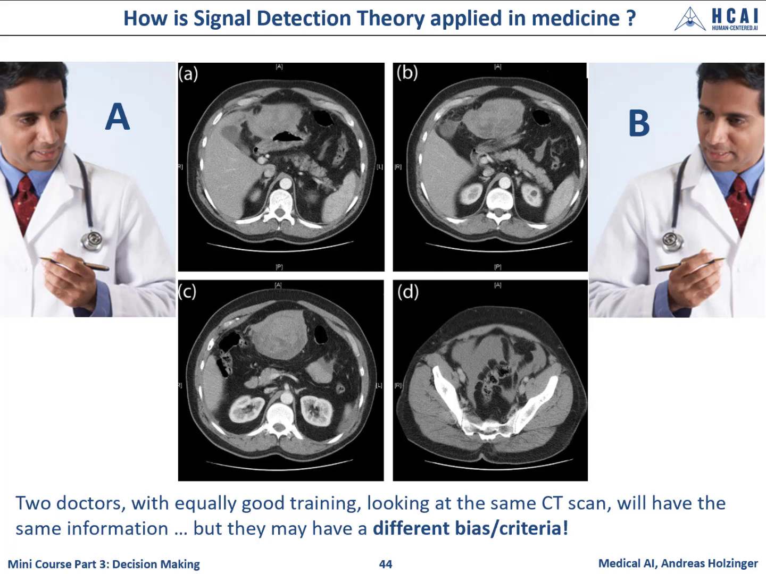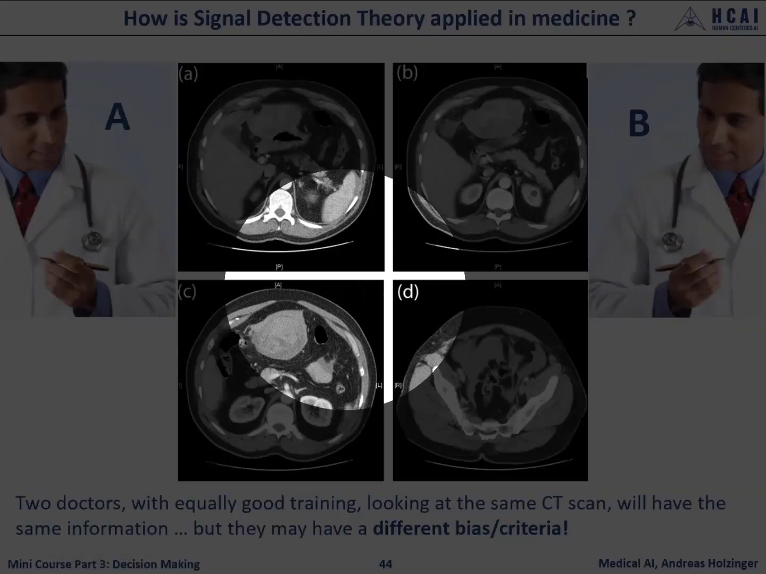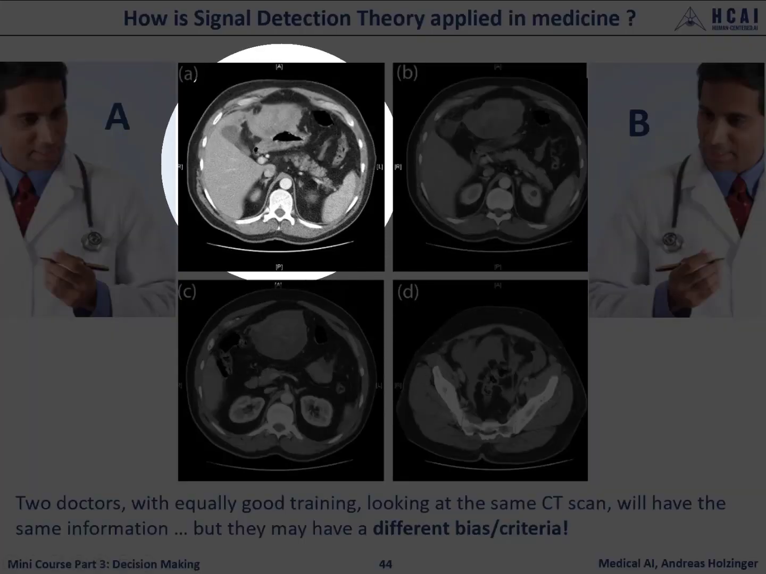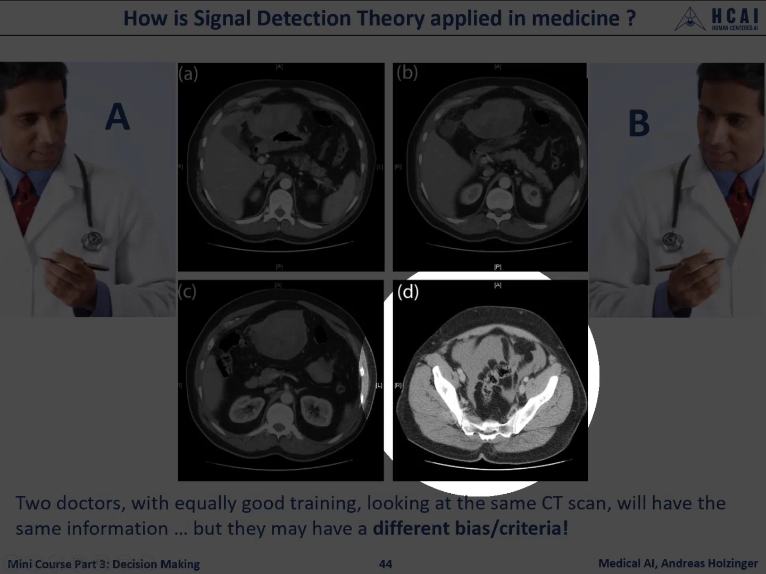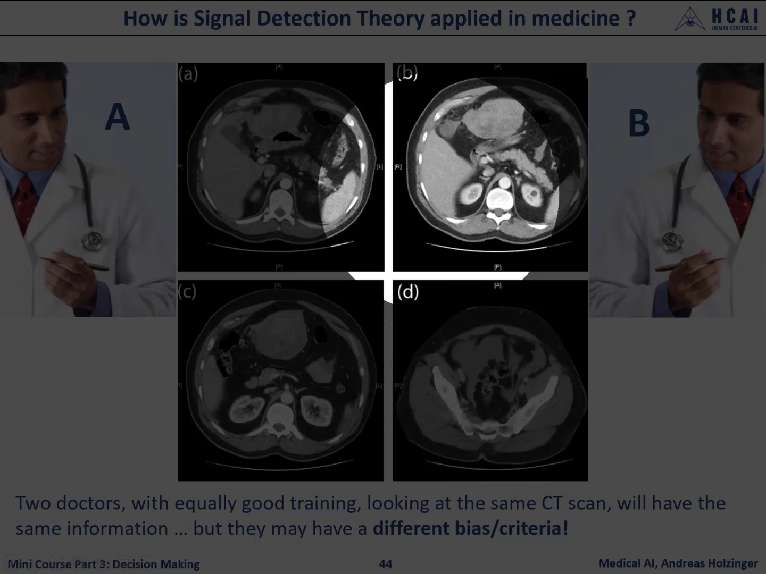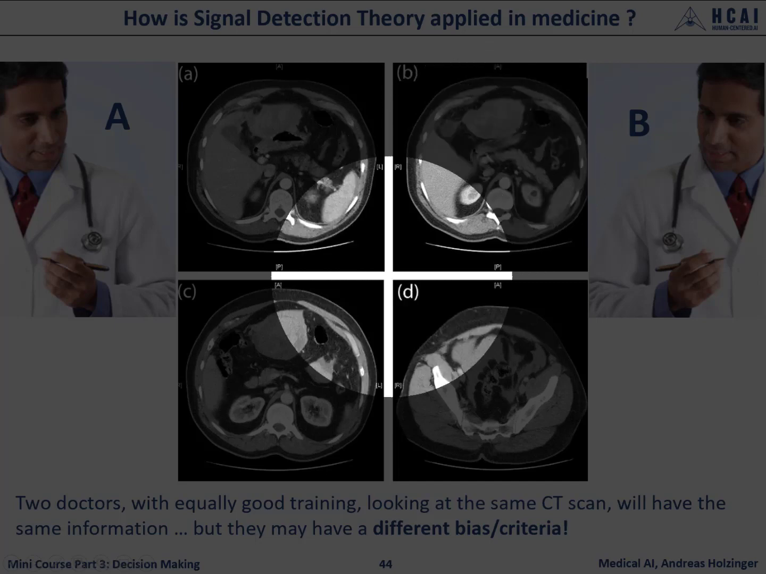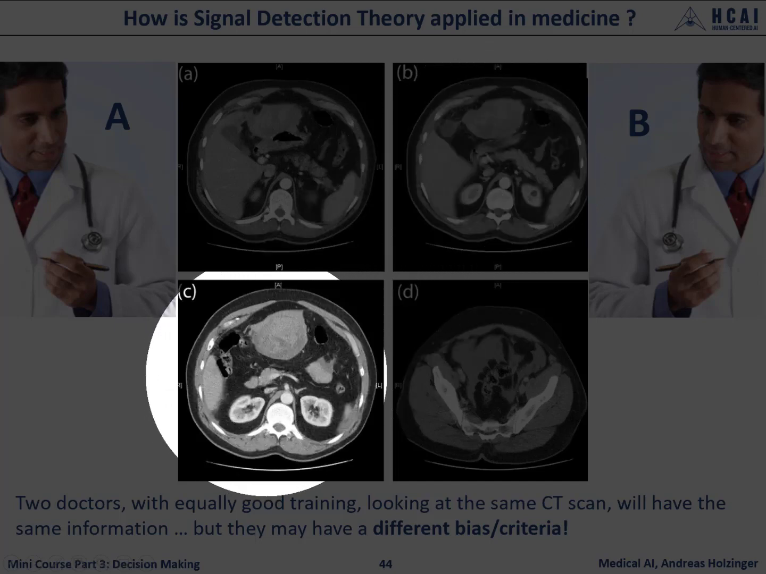In principle, we now have exactly four possibilities. Let us look at this. Either there is a tumor present, so a hit: tumor is present and the doctor says yes, correct. And we have a correct rejection, which is the opposite case: tumor is absent and the doctor correctly says no. Then, unfortunately, we have a miss: the tumor is present and the doctor says no. And then of course the case of a false alarm: the tumor is absent and the doctor says yes.